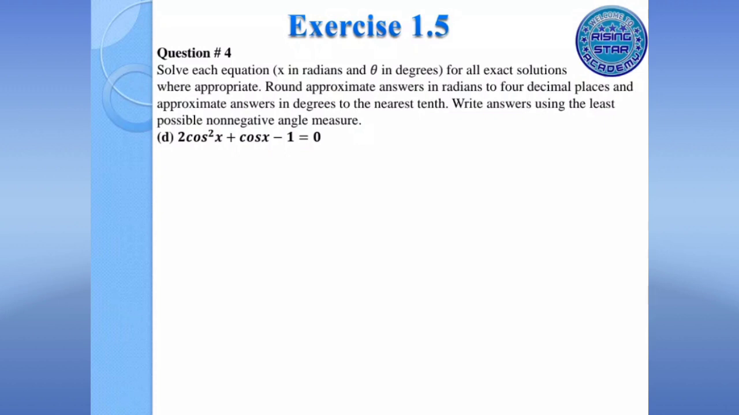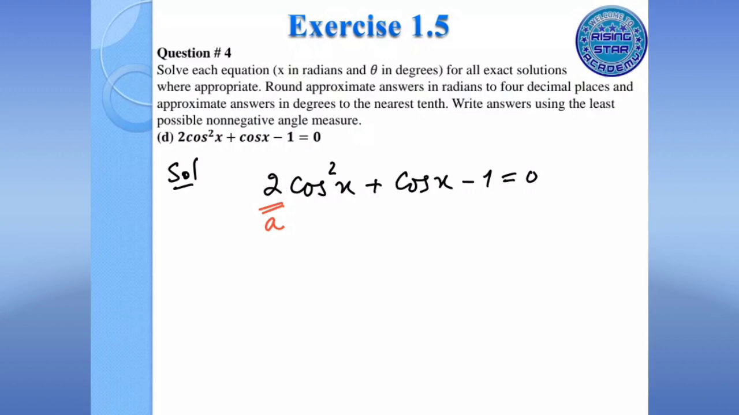In the next part we also have a quadratic equation: 2 cos square x plus cos of x minus 1 is equal to 0. Now we will solve it by using the calculator. So this is my A value, this is my B value, this is my C value. Now I will take the calculator to simplify it.